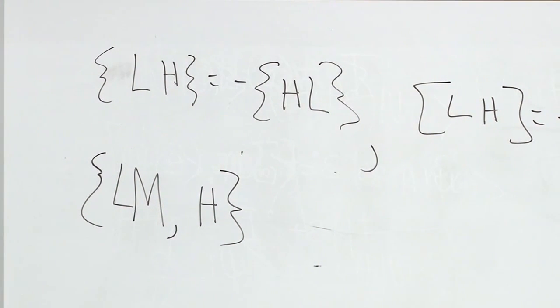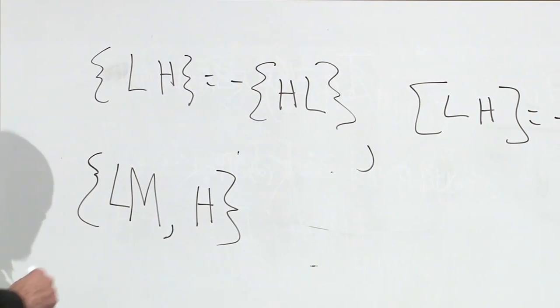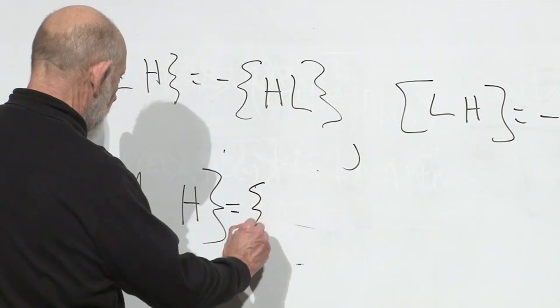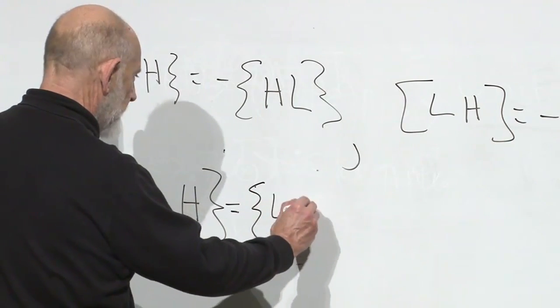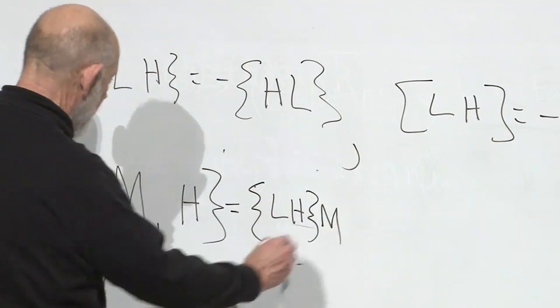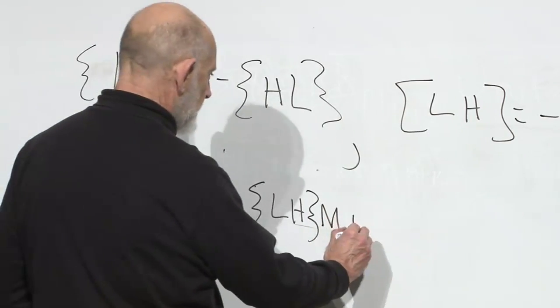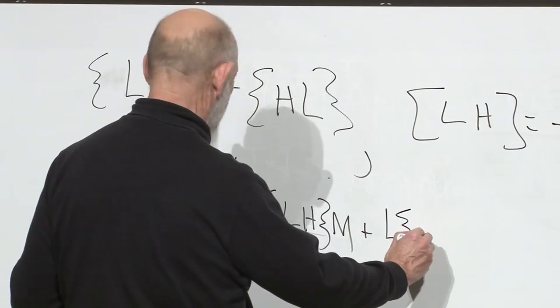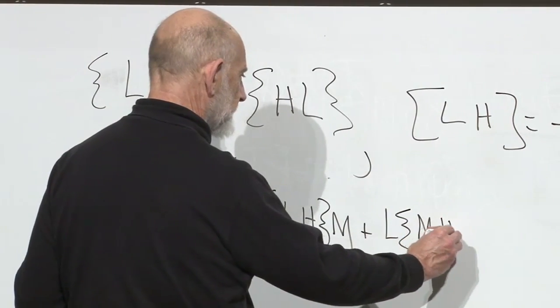I'll remind you, I'll tell you. Go look it up. This is important. It's the Poisson bracket of L with H times M plus L times the Poisson bracket of M with H.